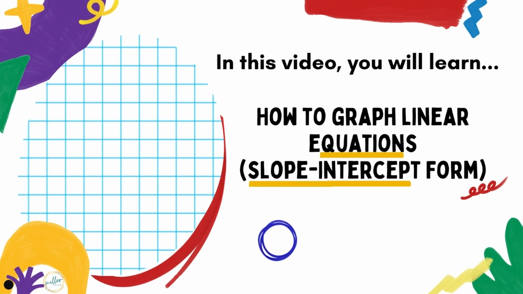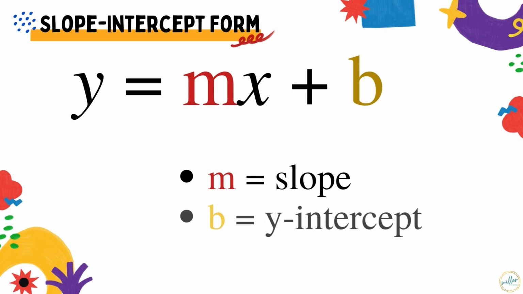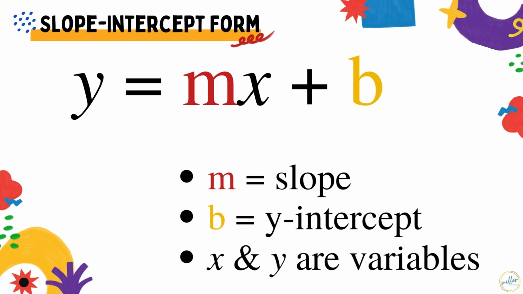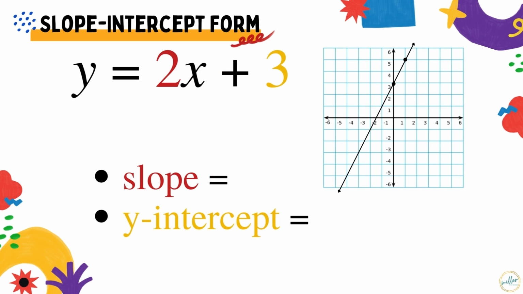In this video, you will learn how to graph linear equations from slope-intercept form. An equation is said to be in slope-intercept form when it's in the form of y equals mx plus b, where m is the slope of the line and b is the y-intercept, and x and y are both variables.